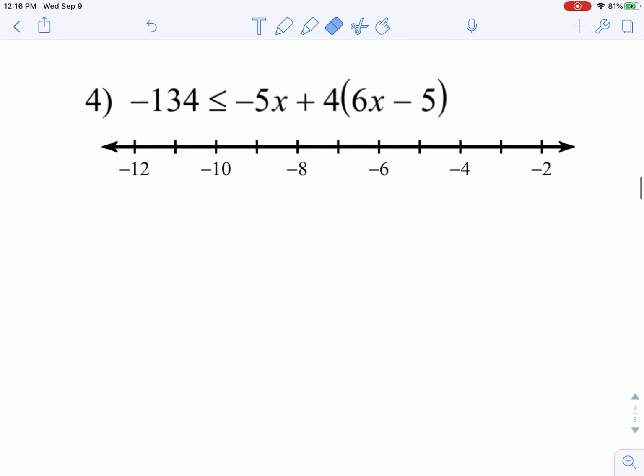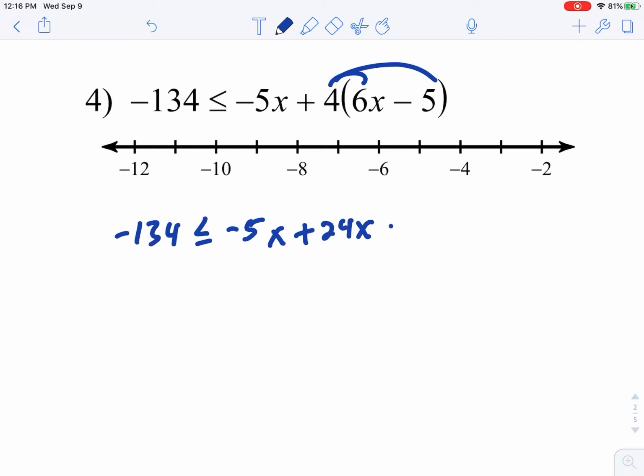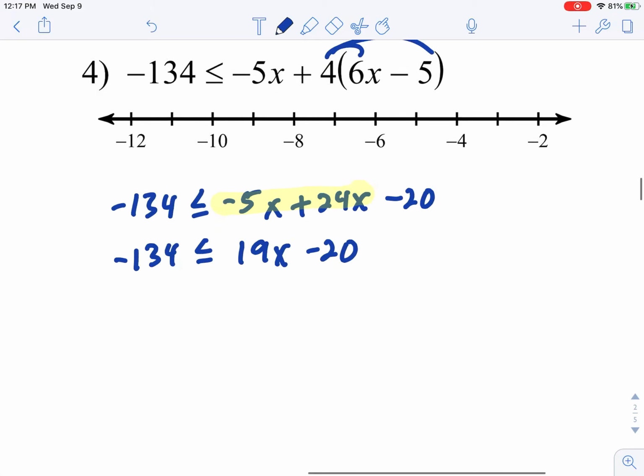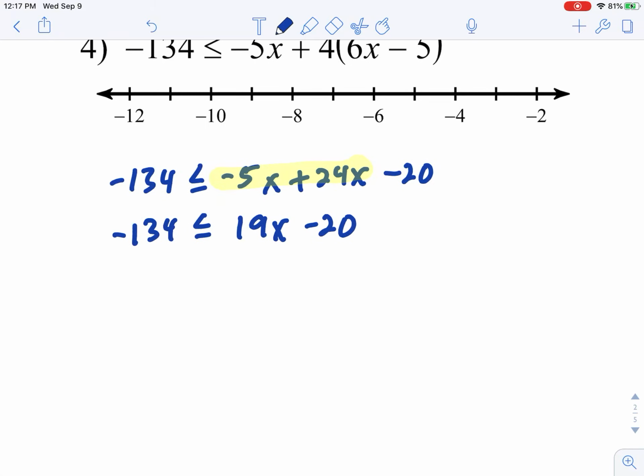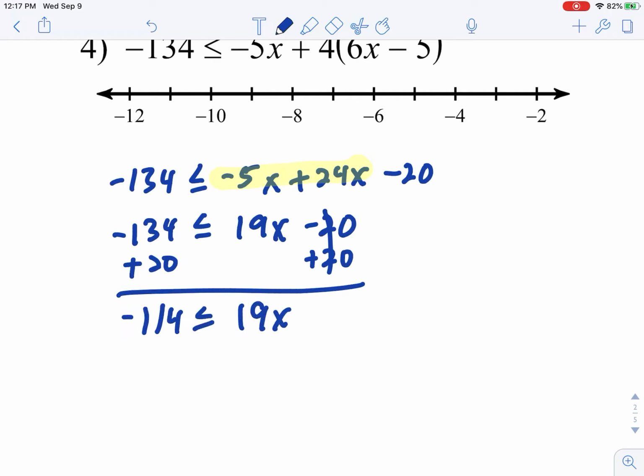All right, number 4. This one looks like a mess. Let me rewrite it so I have room to work this out. Actually, I'm going to go ahead and distribute this, save some time. 24x minus 20. Okay, I've got like terms right here, so I can put those together. Negative 134 is less than or equal to 19x minus 20, right? Negative 5 plus 24 is 19x. Add this 20 to move it over there. I get, what's that, negative 114 less than or equal to 19x.